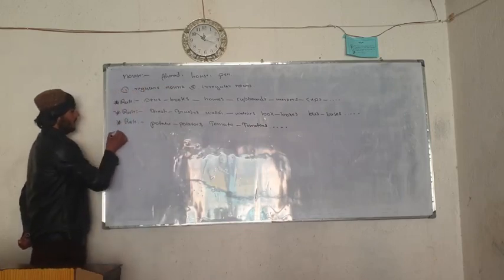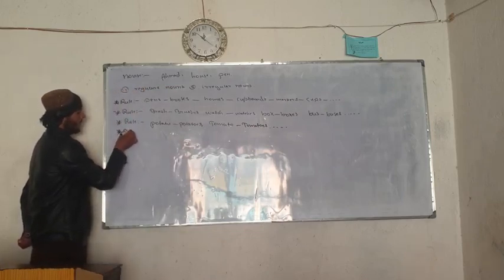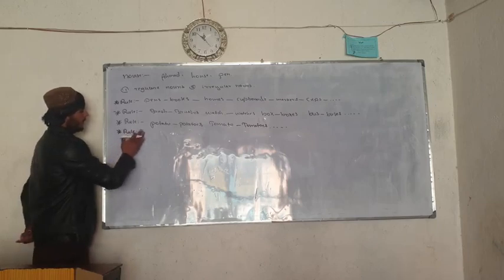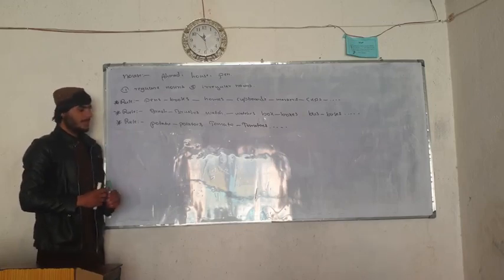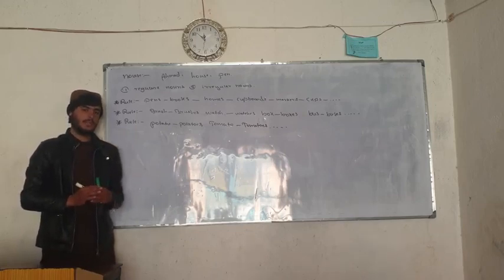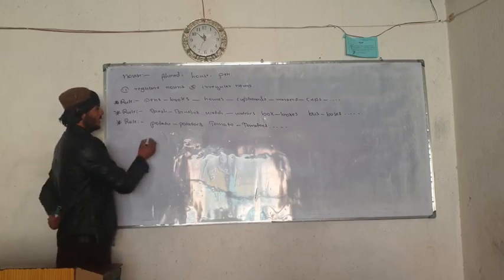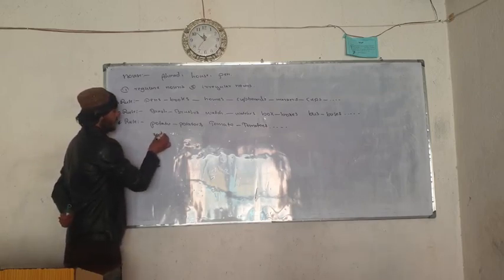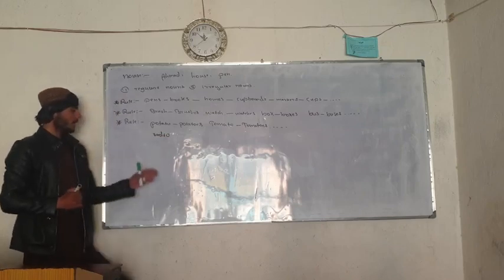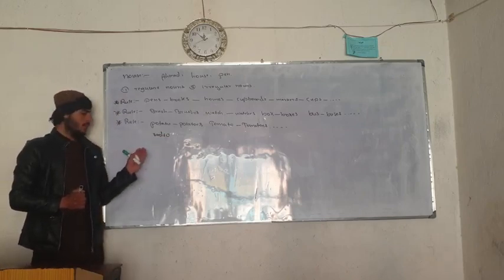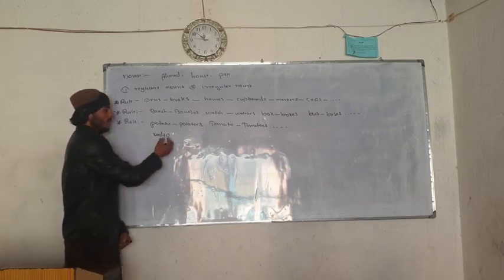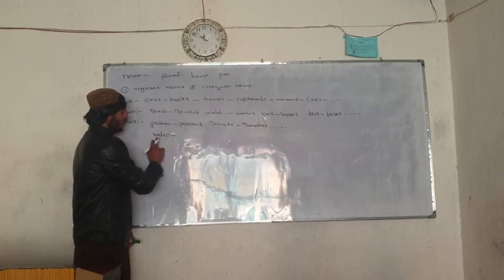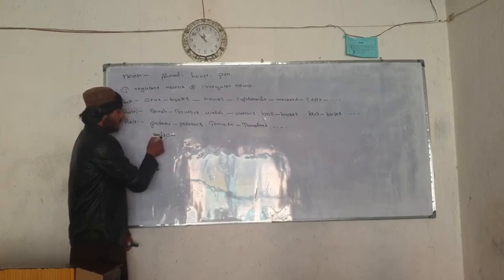In the fourth rule. Here, if there is a vowel letter before o, so we have to add only s at the end, like radio. Here this noun ends with o, and before o there is a vowel letter. I is one of the vowel letters, so we have to add only s at the end, like radios.